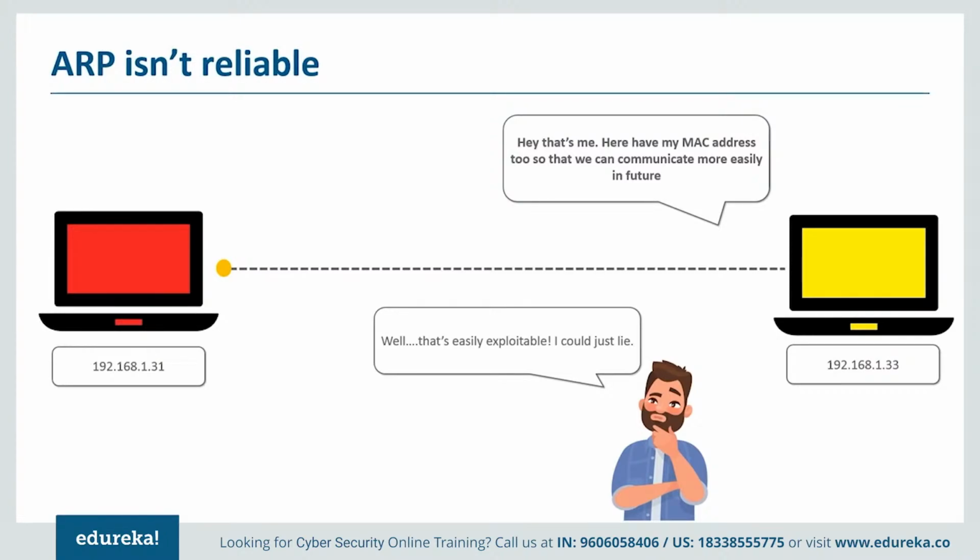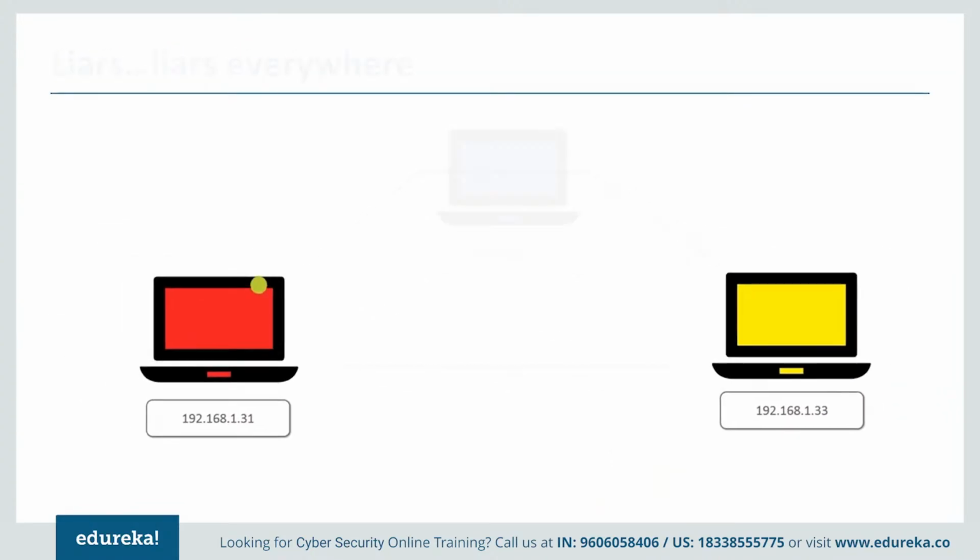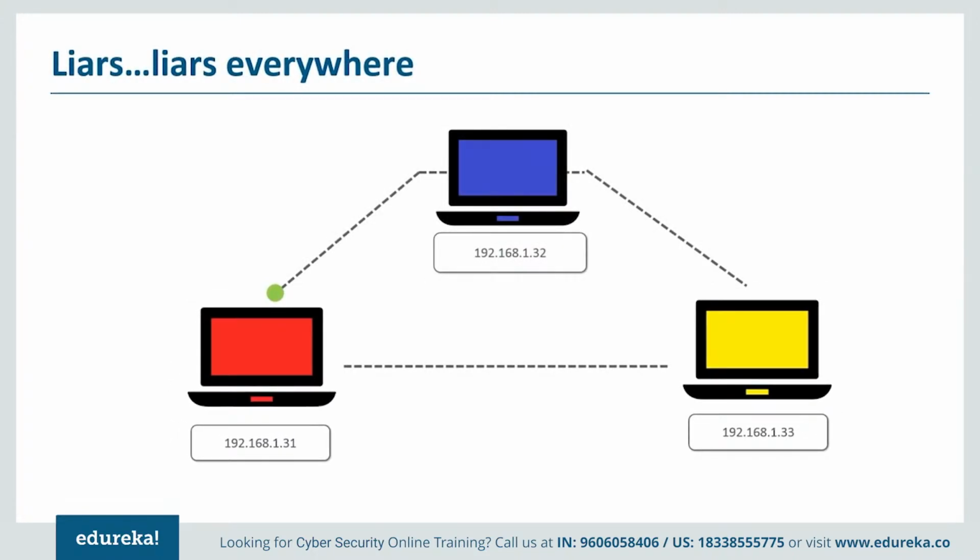Now, what you have to understand is that this is actually exploitable because there is no validation. Anybody can come into this situation and just lie. So suppose there's 192.168.1.31 and this yellow computer, and we also have this other computer, the blue computer, which is not supposed to be on the LAN, but somehow this guy got into the building, connected a LAN wire, and now he's on the network.